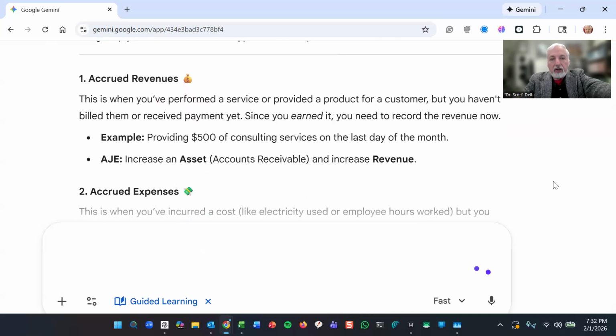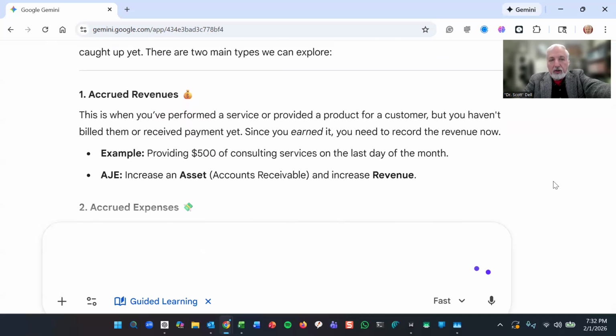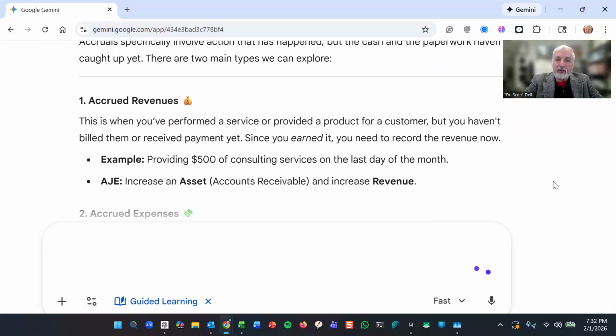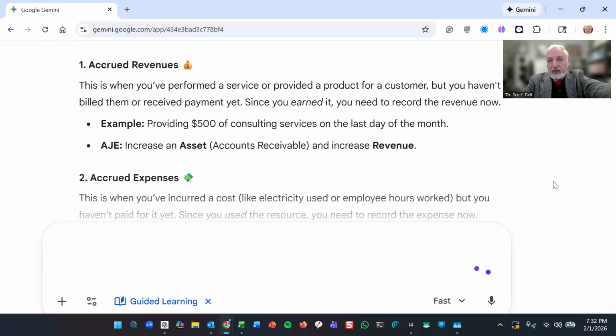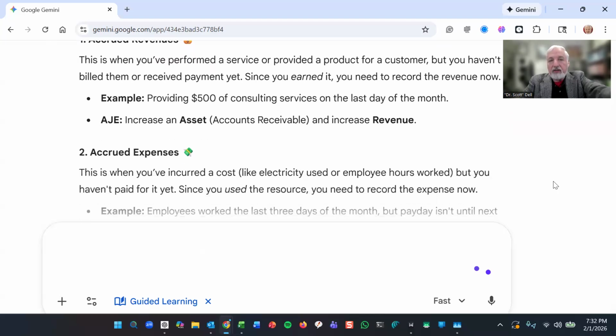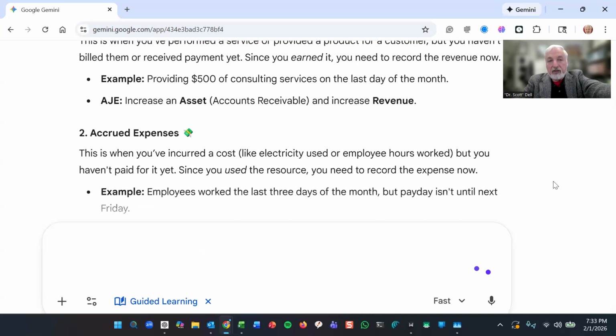Two main types: accruals, accrued revenues, performed services but you haven't billed them yet. So we did the work. We need to recognize it. You earned it, and we need to record it. So $500 consulting services on the last day of the month. Increase the asset, accounts receivable, increase revenue. How do we increase an asset? Debit or credit? See, assets are on the left-hand side. So we debit our assets and we credit the revenue, and they both go up. But we haven't billed it yet. We did the work. We need to recognize it.